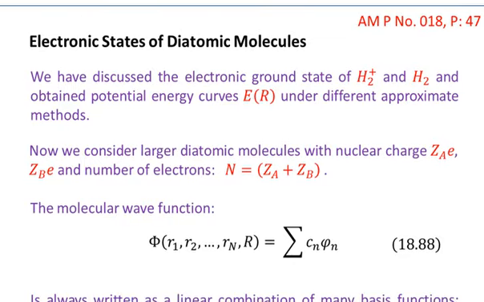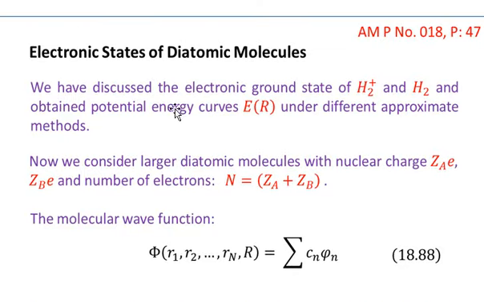Electronic states of diatomic molecules. We have discussed the electronic ground states of the singly ionized hydrogen molecule and the hydrogen molecule, and obtained potential energy curves E of R under different approximate methods. And you know that two approximate methods were discussed: the molecular orbital method and the Heitler-London approximate method. These methods have been discussed in the previous lectures.